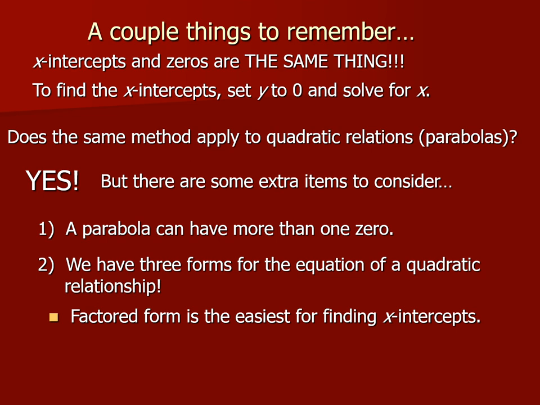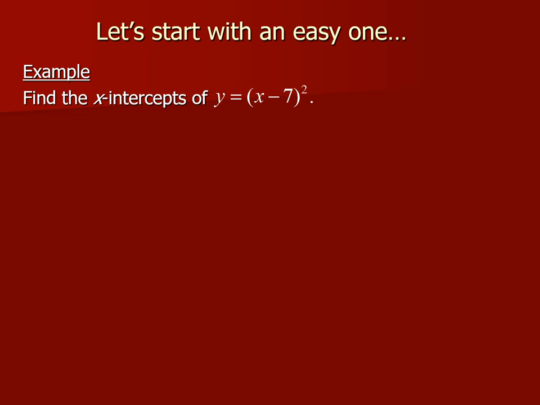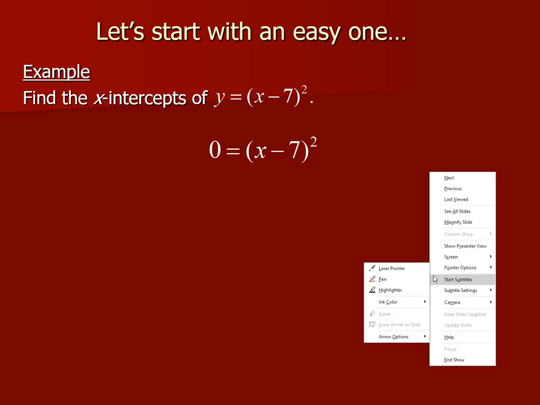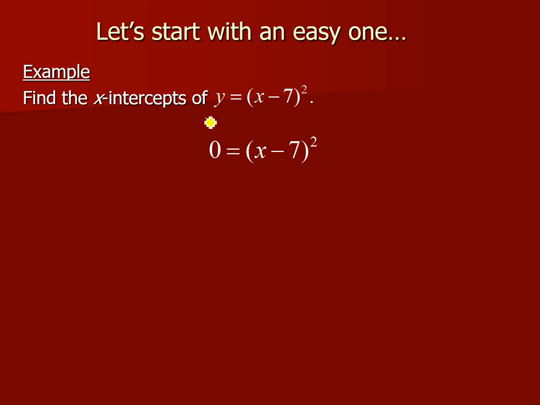Let's start with an easy one. Find the x-intercepts of y equals (x minus 7) squared. So, first step, set y to 0. Let me write that down. The PowerPoint doesn't write that down. I want to get that down. Set y equals 0. That's our important move.